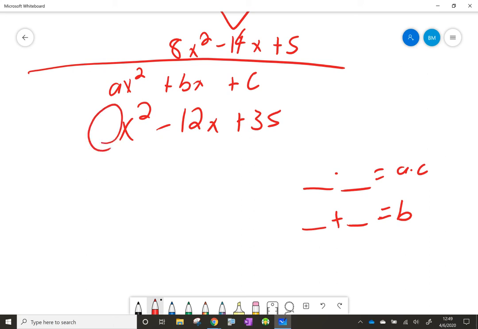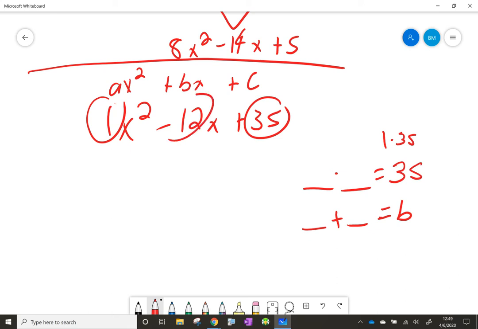What number is here, right? It's just x squared. Well, if it's just x squared, that means it's 1x squared. So the a is 1, and our c is 35. So 1 times 35, well, of course, that's going to still be 35. My b value in the middle is negative 12. So what two numbers multiply to make 35 and add to negative 12?